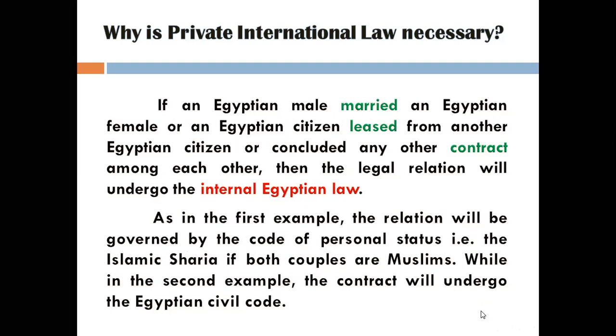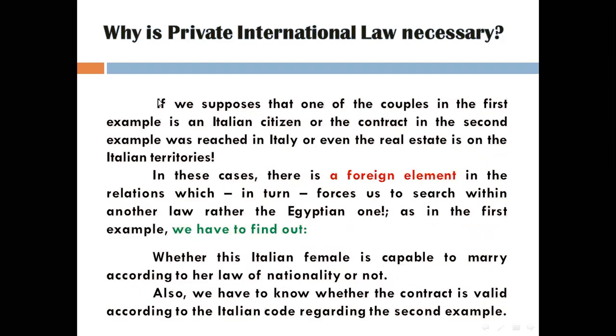Now the example says, if we suppose that one of the couples in the first example is an Italian citizen, and let's use the pen also in order to annotate any important thing. Here there are two parties to a relation. The first one is an Italian person, whether he is the male or the female, and the other one is an Egyptian. So the relation is between an Egyptian male, for example, and an Italian female.